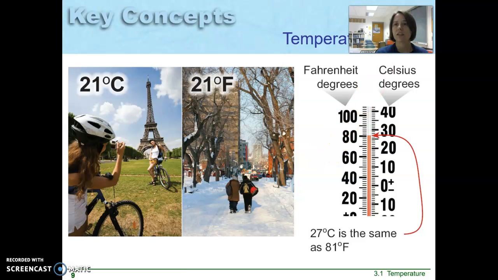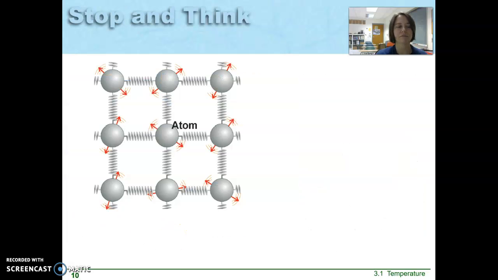Looking at temperature scales, there's a big difference between Fahrenheit and Celsius, as you can see. 21 degrees Fahrenheit is just about 80 degrees Celsius. So knowing your temperature scales, both Celsius and Fahrenheit, is important.